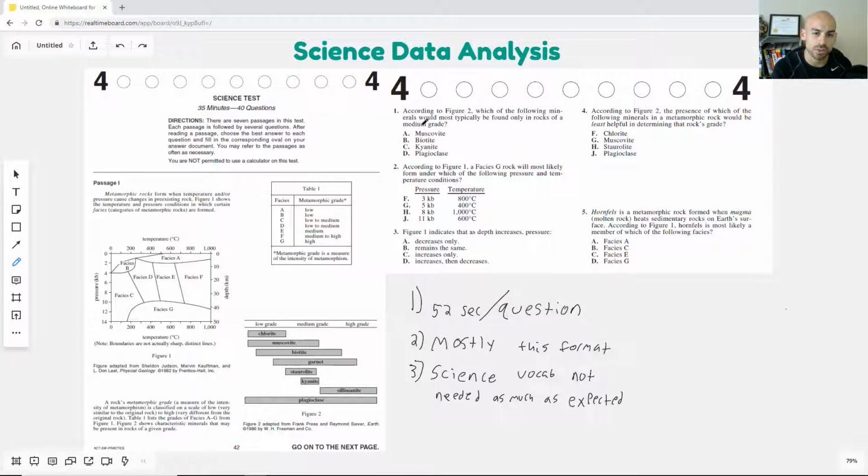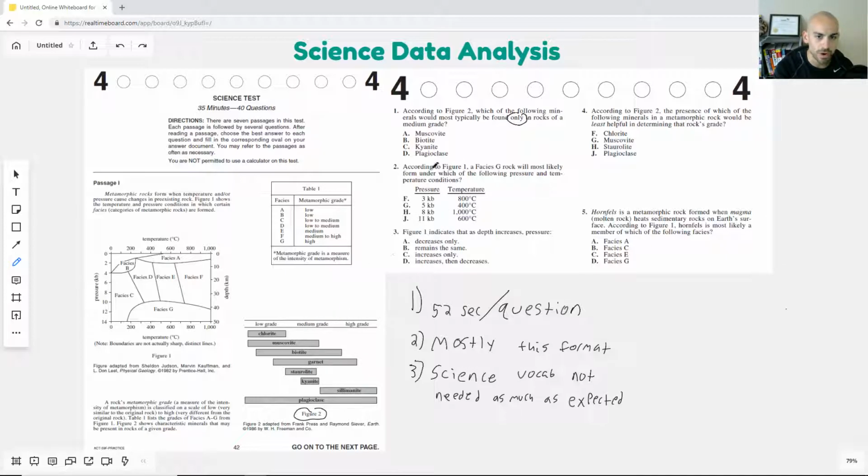Number one, according to figure 2, which of the following minerals would most typically be found only in rocks of a medium grade? So I see here a key word is only in rocks of a medium grade. Figure 2 is over here. That's where they want us to look. And I see that these are the rocks, because they already tell us here that these are the grades, right? I can just look at this graphic and see that this rock is for low grade. This one here is for high grade. And what they're asking me about is what's showing up only in medium grade.